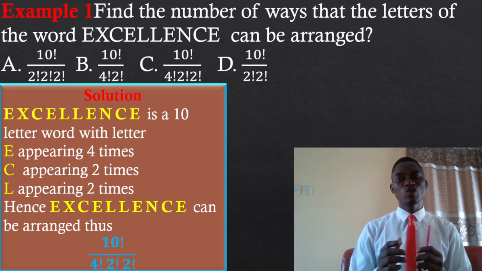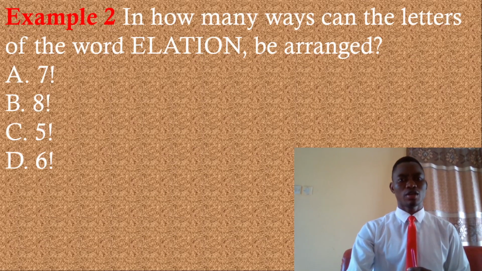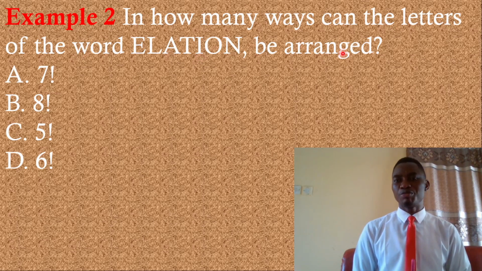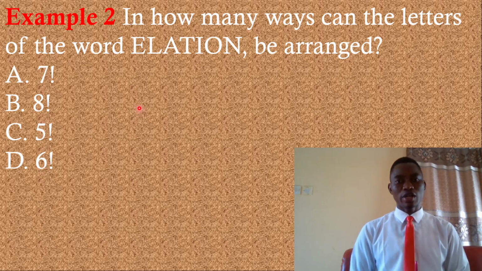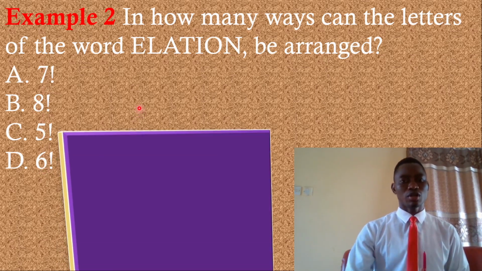All right, let's look at the second example for today. Example 2. In how many ways can the letters of the word election be arranged? Okay, we have option A, option B, option C, and option D, as 7 factorial, 8 factorial, 5 factorial, and 6 factorial, respectively. All right, let's look at the solution.